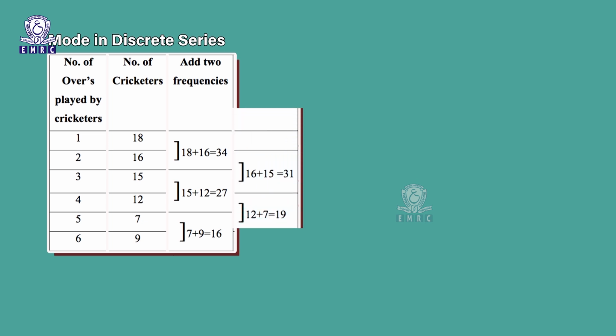In the fourth column, my dear friends, again we are going to add 2, but we are going to omit the first frequency, that is 18. That means we are going to add 16 plus 15, which is equal to 31, and then 12 plus 7, which is equal to 19. And there is only one number left over, that is 9. Because there is no other number to add to it, we are going to leave it.